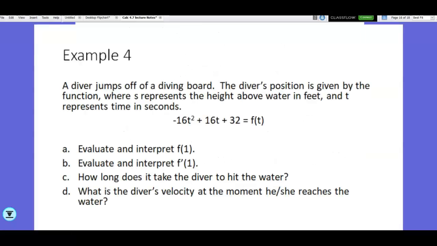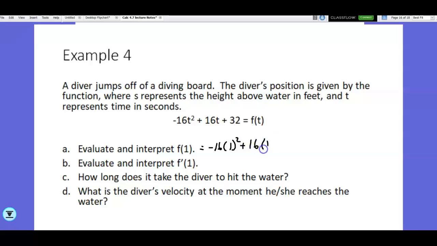So let's go ahead and take a look at one more final example here. All right, a diver jumps off of a diving board. The diver's position is given by this function, where s represents the height above the water in feet, and t represents time in seconds. So the first thing here says find and evaluate f of 1.